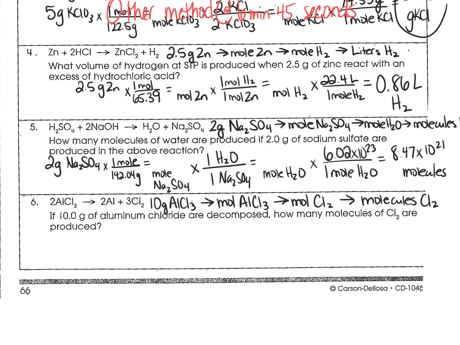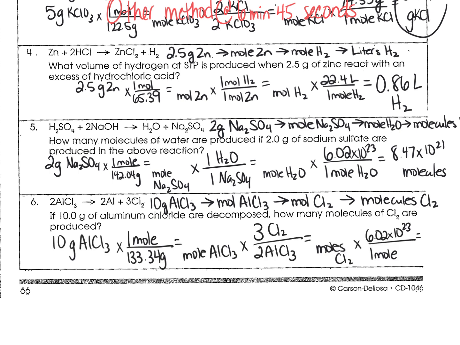So I went ahead and read the next problem. I'm given 10 grams of aluminum chloride, and I need to find out how many molecules of a different material. So again, I'm starting with grams of a material. I'm going to need to find out how many moles that is. I'm going to use my mole to mole ratio from the coefficients of the balanced equation to get from moles of aluminum chloride to moles of chlorine. Then I'm going to use the fact that 1 mole of chlorine is equal to 6.02 times 10 to the 23rd molecules to find out how many molecules of chlorine I have.